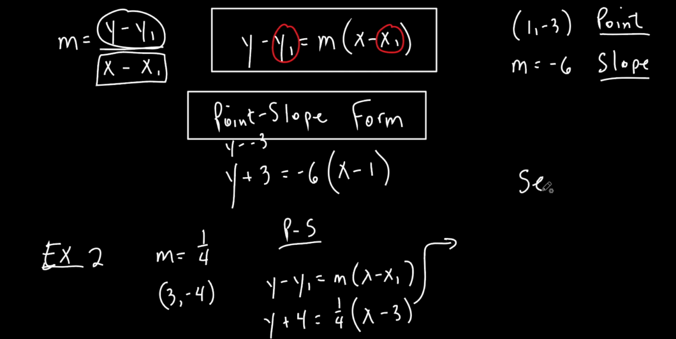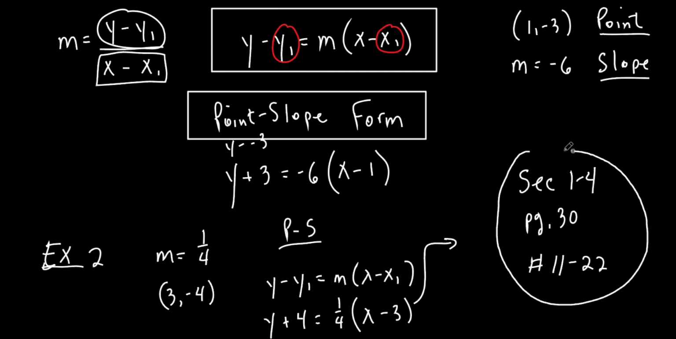So here's your little homework assignment. It's section 1-4, page 30. You can do both. And you're going to do 11 to 22. It's only 12 problems. Okay? There it is. That's your homework. So you got a quiz on Monday, and you have this homework due on Monday.